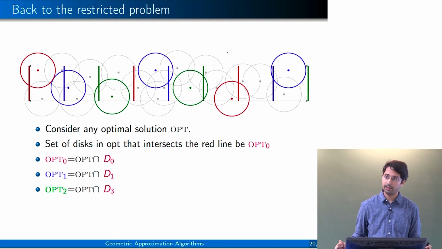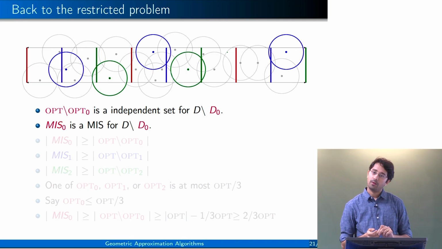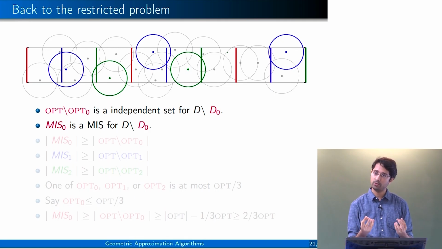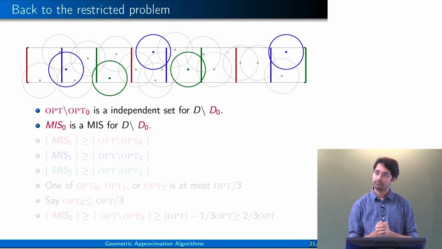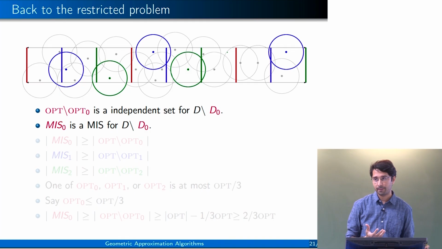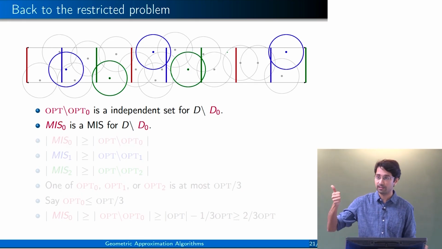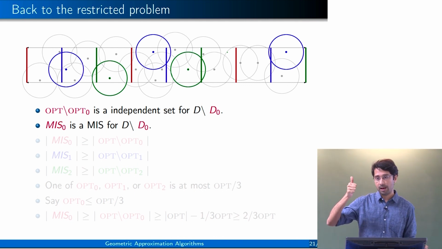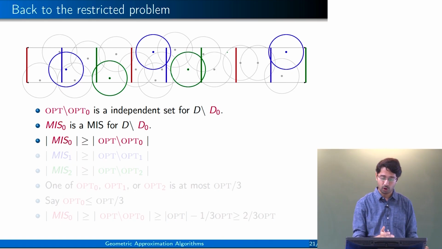If you understood till now, can you let me know what is opt minus opt 0? Opt is a set of disks. I have deleted from them the disks which intersect the red lines. What remains is, what is that? What is opt? Opt is an independent set. So, opt minus opt 0 is also an independent set, but this is an independent set for which problem? D minus D 0. This is an independent set for D minus D 0. What is MIS 0? It is a maximum independent set for D minus D 0. So, what is the relation between MIS 0 and opt minus opt 0?